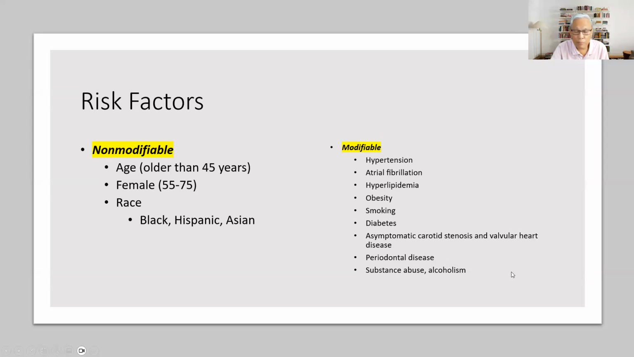And then, of course, substance abuse, particularly cocaine, because cocaine is a potent vasoconstrictor and therefore can cause severe hypertension. And then the other one is alcoholism. Now, let me just talk a little bit about this alcohol.